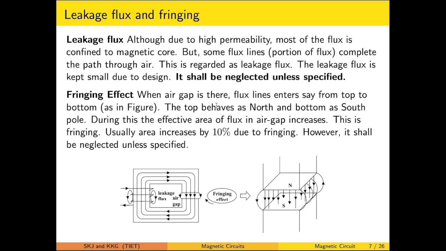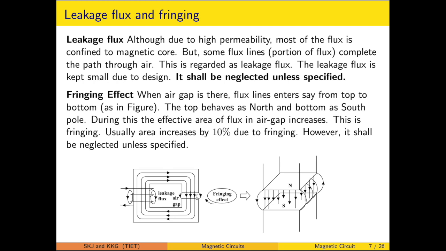Now, unless specified, the leakage flux effect shall be neglected. Now the fringing effect that we have to see: say this is an air gap, so the flux is flowing in a continuous path, so the total flux at the top will be exactly equal to the bottom. However, the lines of flux spread within this small air gap area.